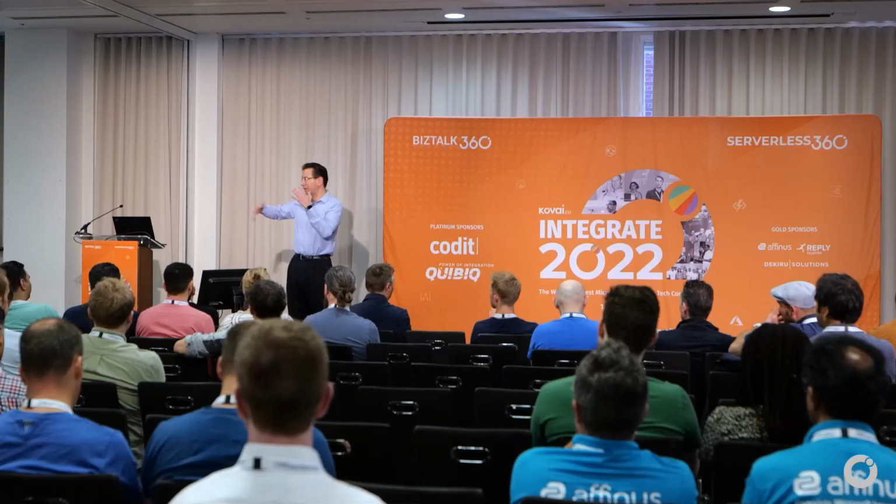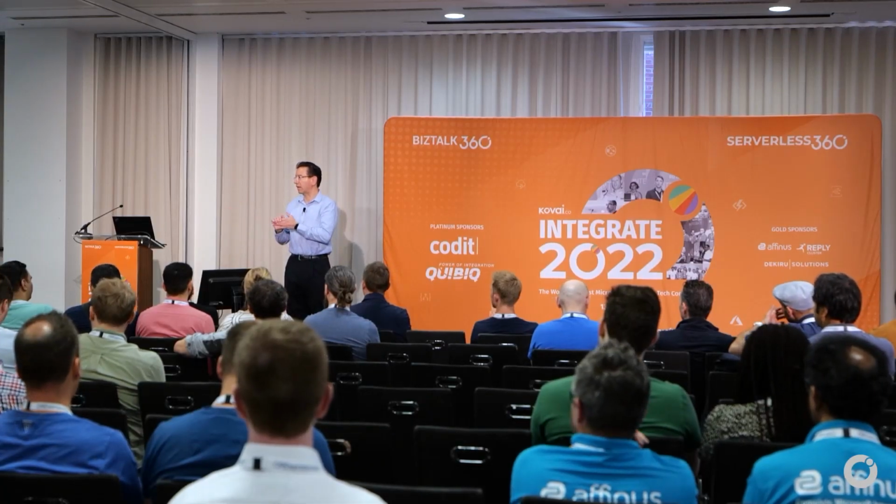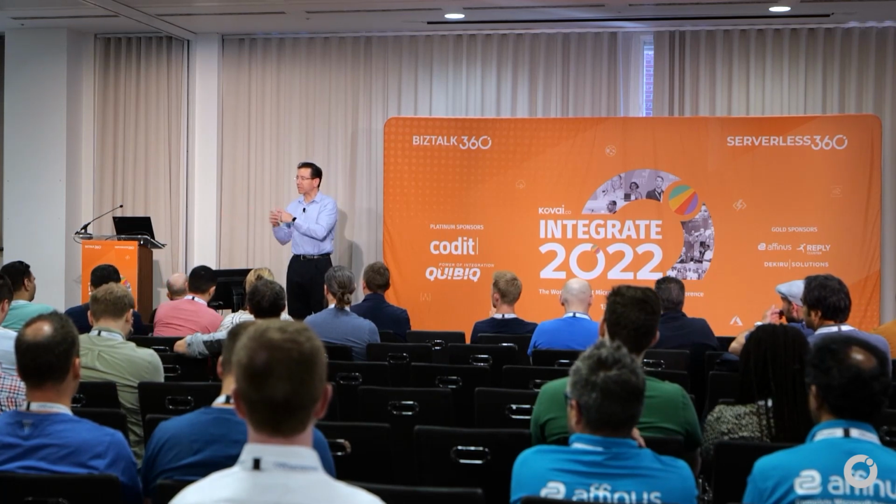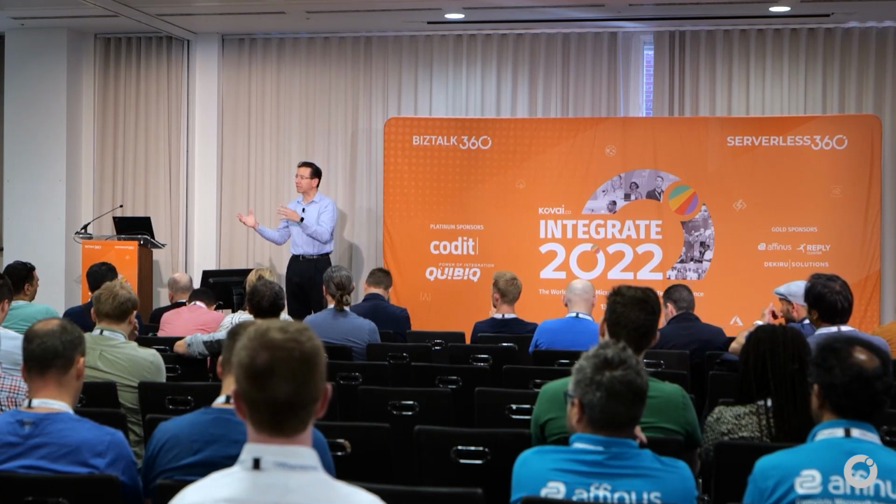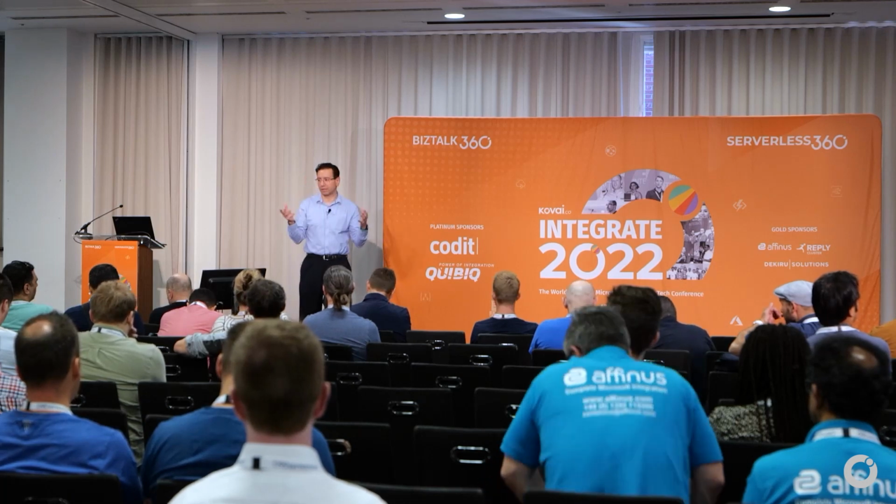Sorry. The question was, he has an OpenShift Kubernetes cluster on premises. Could we install Event Grid on that? And the answer is yes.